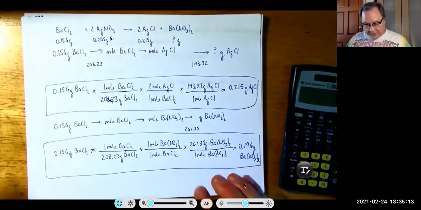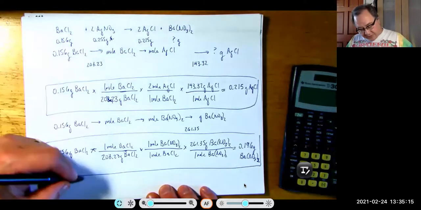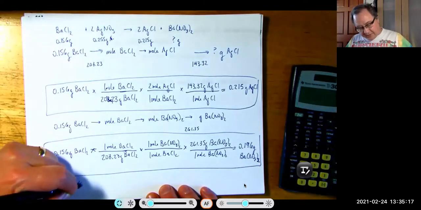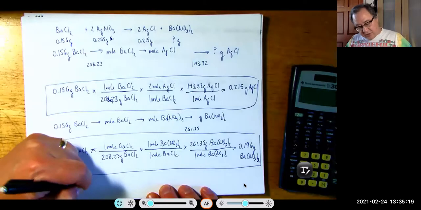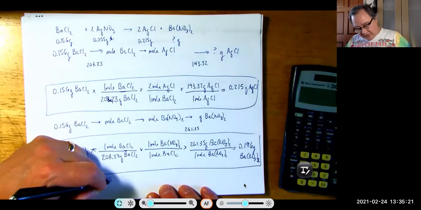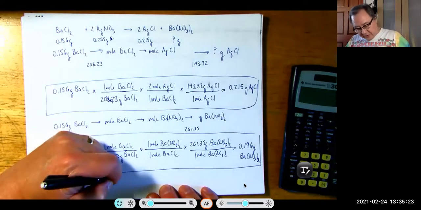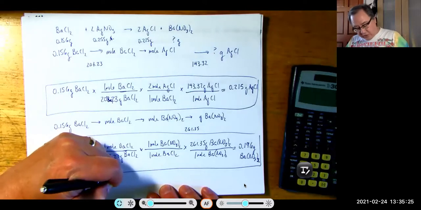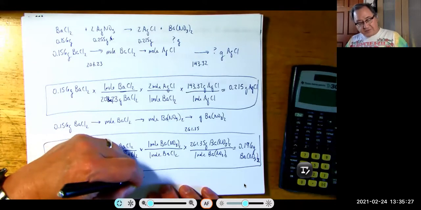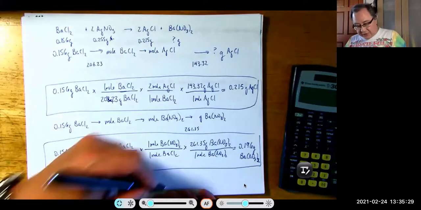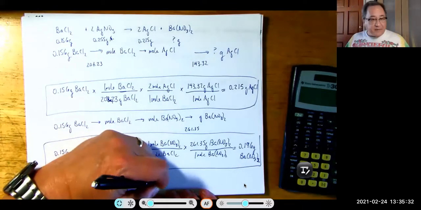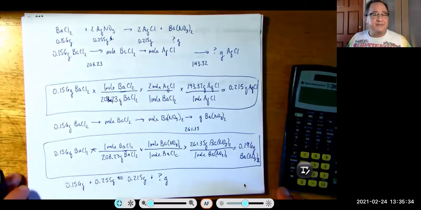Now, what's another way to do it? Well, the other way to do it is we realize that 0.156 grams of barium chloride plus 0.255 grams of silver nitrate should equal 0.215 grams of silver chloride plus however many grams of barium nitrate we would need.